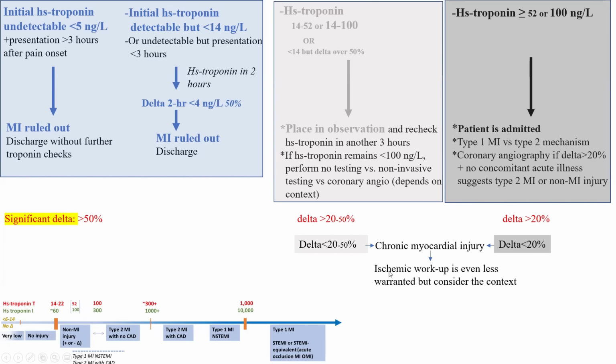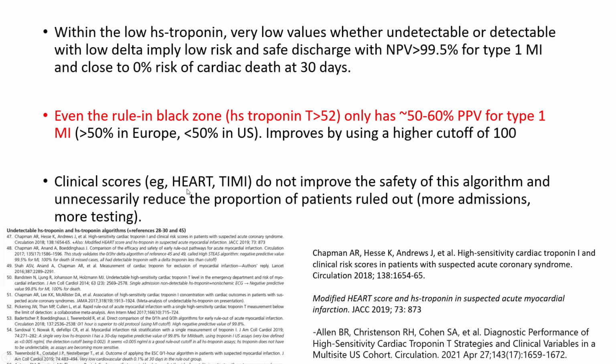That delta applies to all troponin assays, whether high-sensitivity troponin T, high-sensitivity troponin I, or the conventional troponin for hospitals that still use it. So here are some ideas. Within the low high-sensitivity troponin, very low values, whether undetectable or detectable with low delta, imply low risk and safe discharge, with a negative predictive value over 99.5% for type 1 MI and close to 0% risk of cardiac death at 30 days.